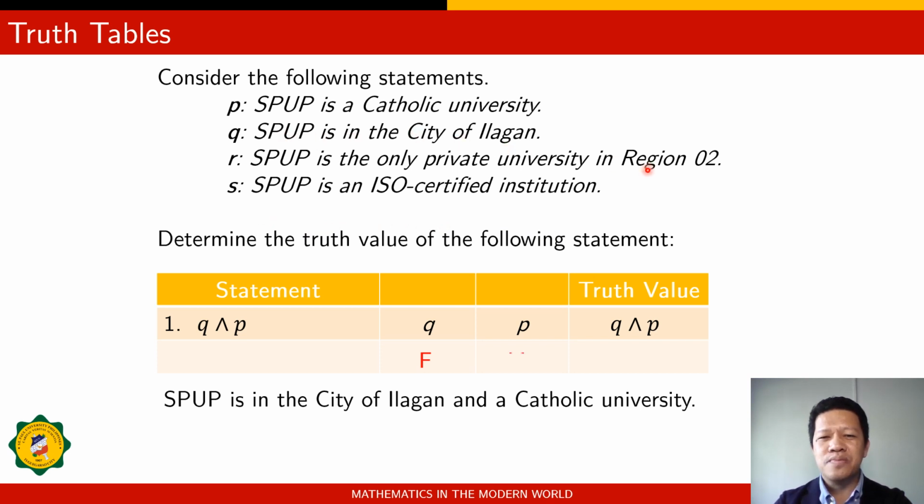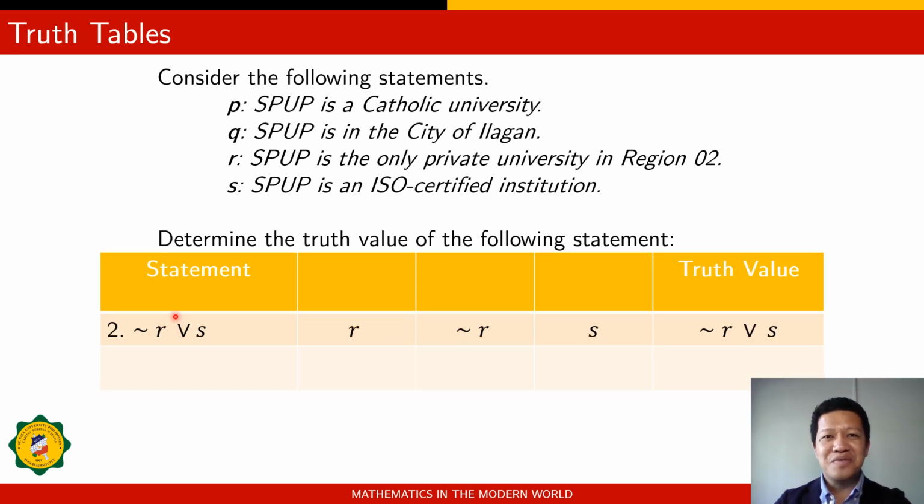That is true. Using the truth table for conjunction, and this is conjunction because we have the word and. If you still remember, a conjunction is true if both statements are true. Are the two statements true? No, one is false. Therefore, the conjunction is false. So this statement, SPUP is in the city of Ilagan and a Catholic university, is a false statement. The truth value of that compound statement is false.